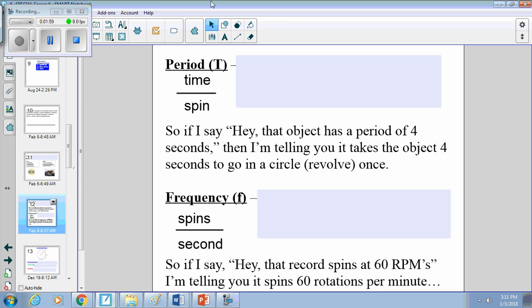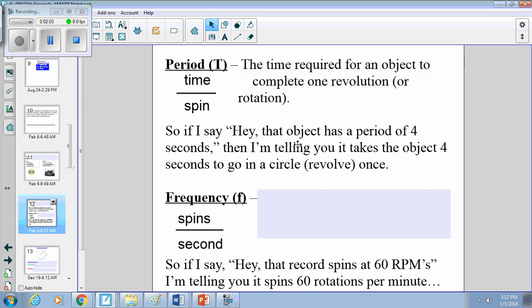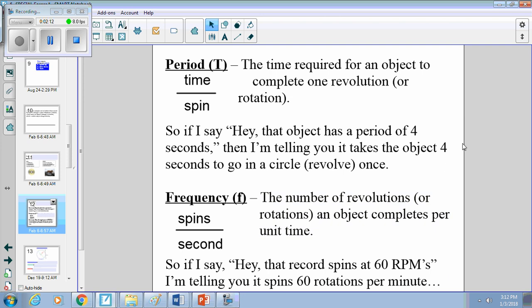All right, period. This is the amount of time it takes per spin, or to make one complete revolution or rotation. Frequency, on the other hand, is how many spins per second, or spins per minute, or per hour, whatever, just spins per given amount of time.